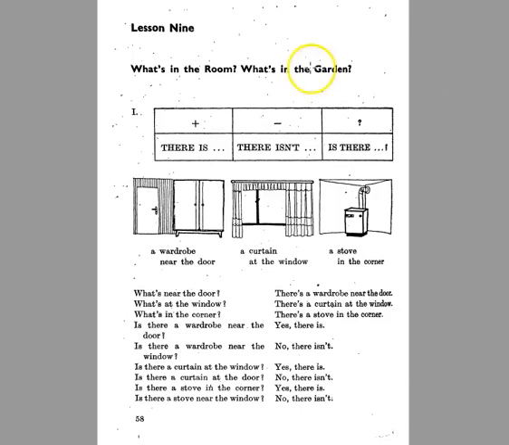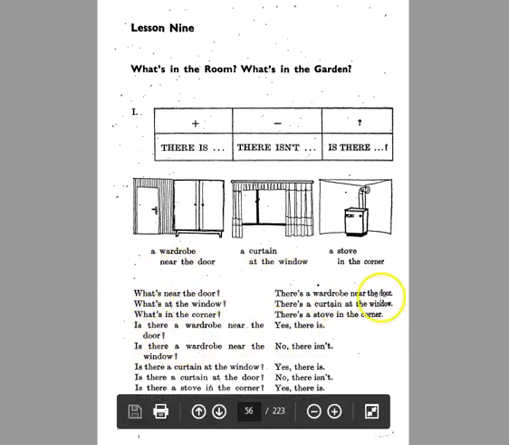Lesson 9. Homework. What's in the room? What's in the garden? Write sentences using there is, there isn't, is there, and all the phrases below the pictures. Then copy everything into your notebook, what's on the page.